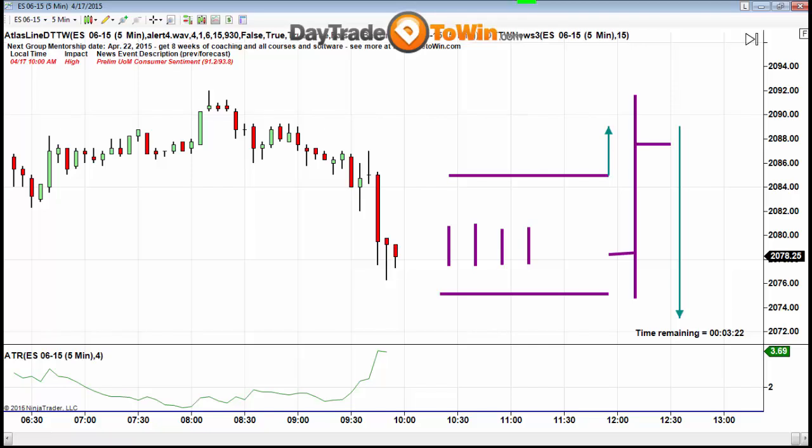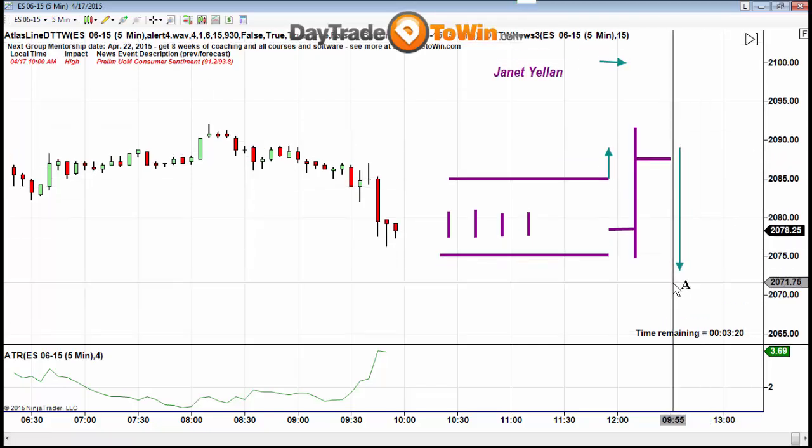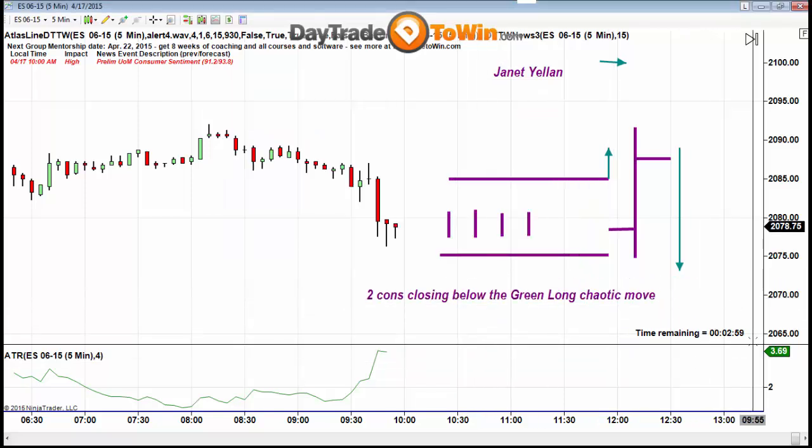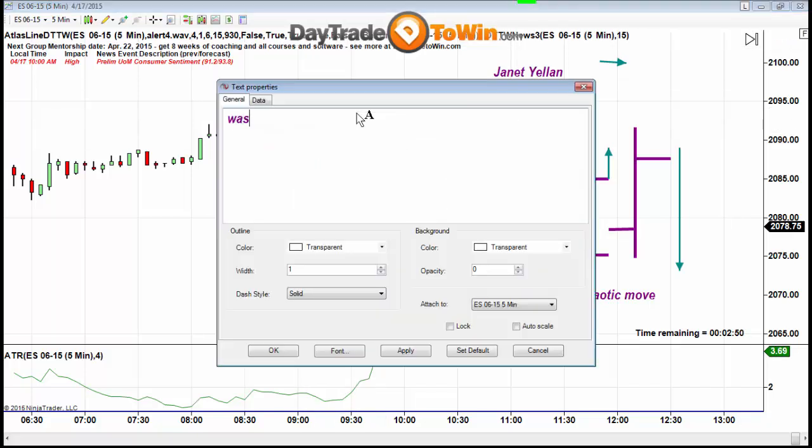I'm jumping in to go short when I see two consecutive candles closing below the green, which is a higher close and open, long, chaotic move. So the idea here is not to guess and to bracket off the news. The idea is to wait to see first. You have to know if there was a reaction. So was there a reaction to the news, yes or no? And we know right away.